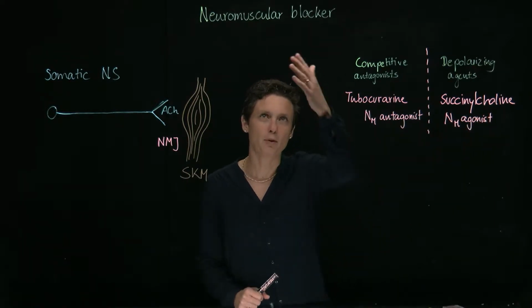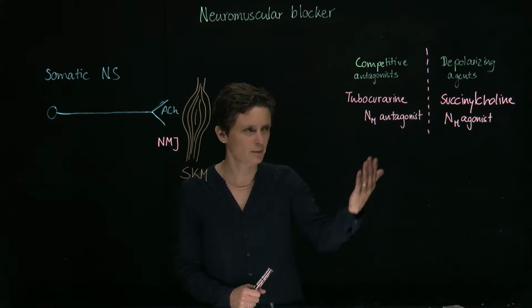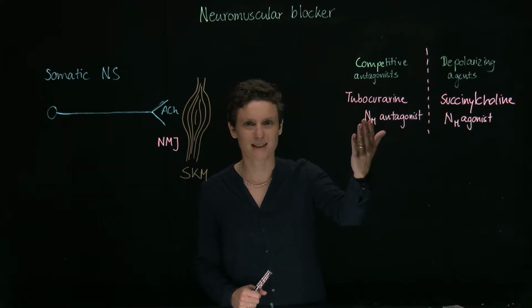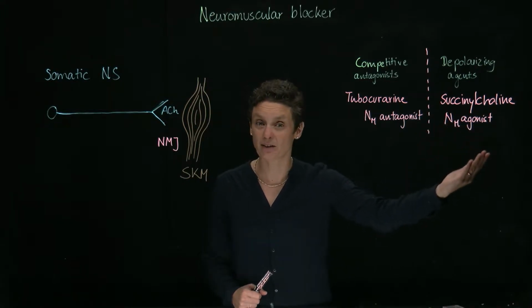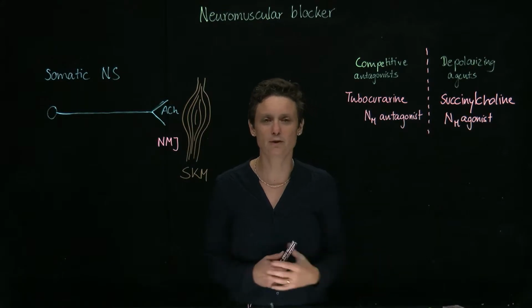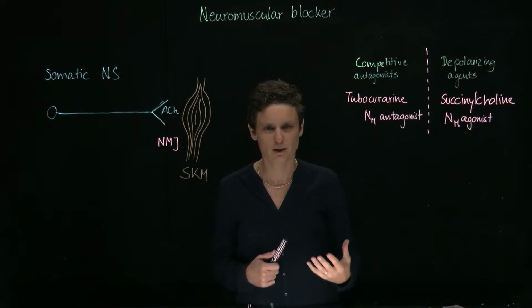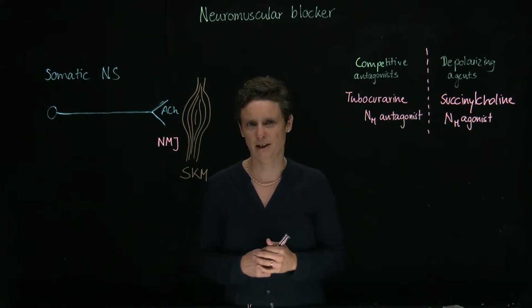Now, they are both considered neuromuscular blockers, which seems to be a little bit confusing because we are talking here about an NM antagonist and an NM agonist having kind of the same effect, being used for muscle relaxation, for muscle paralysis. So where are NM receptors found?